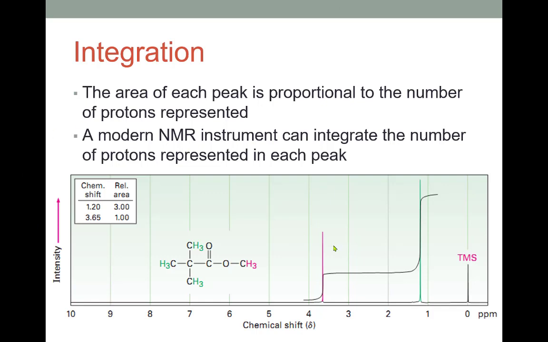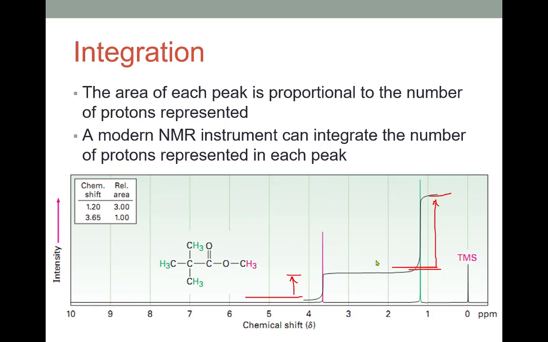And so on that kind of instrument, you would have one pen that would generate your signal, so the actual NMR trace, and then you'd have another pen that could generate other information. And that's what this is. So when you see these integration traces, the height of this black line is in proportion to the area under the curve, in calculus terms, the integration of the area underneath that green or that pink peak.